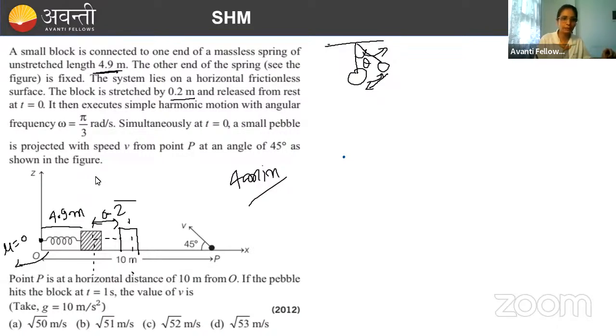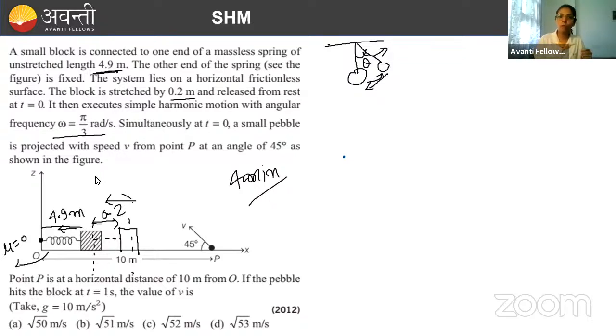This block will start moving in this direction. It will go till equilibrium. Again, it will go beyond equilibrium in this direction until it compresses the spring by what distance? 0.2 meter, because 0.2 meter is now going to be its amplitude. Done. So this is happening. It then executes simple harmonic motion with angular frequency pi by 3.